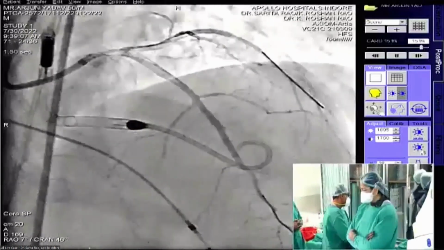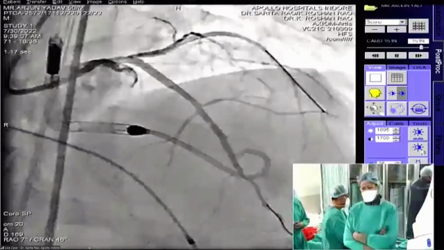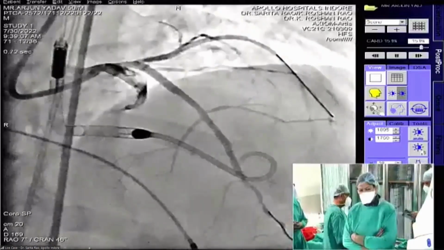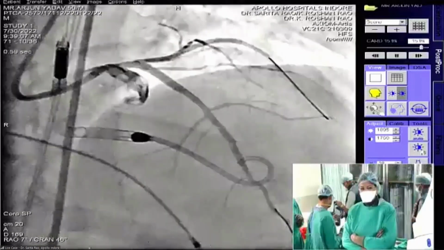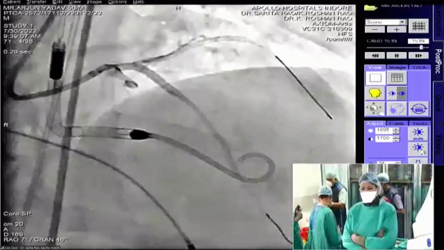Maybe 4.5, you can do. So I'm only worried about one thing. My left main is exceedingly short. The moment I take a 4.5 balloon, I might have a plaque shift and my circumflex ostium might get compromised. No, that is not a worry here, madam, because you have covered up the ostium.